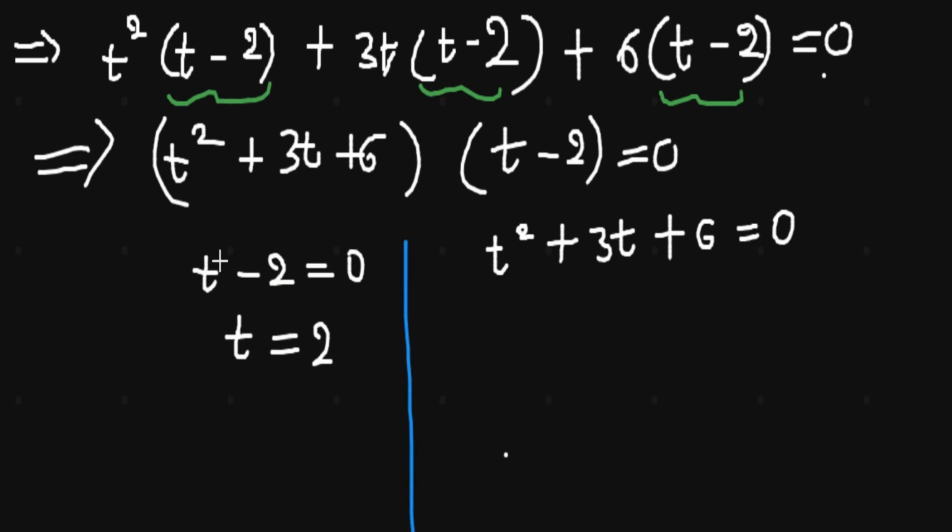So here t minus 2 is a factor, and we have one solution for t, that is t is equals to 2 here. So we need to find the other two solutions for t. From this equation, t square plus 3t plus 6 is equals to 0. This equation is in the form ax square plus bx plus c.